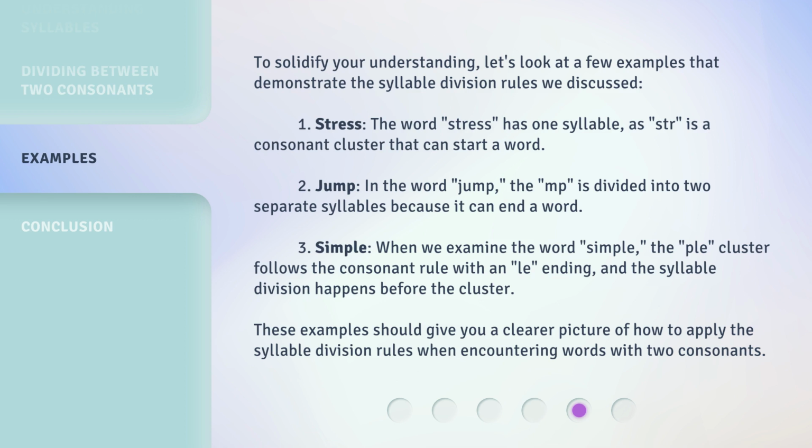3. Simple. When we examine the word simple, the PLE cluster follows the consonant rule with an L ending, and the syllable division happens before the cluster. These examples should give you a clearer picture of how to apply the syllable division rules when encountering words with two consonants.